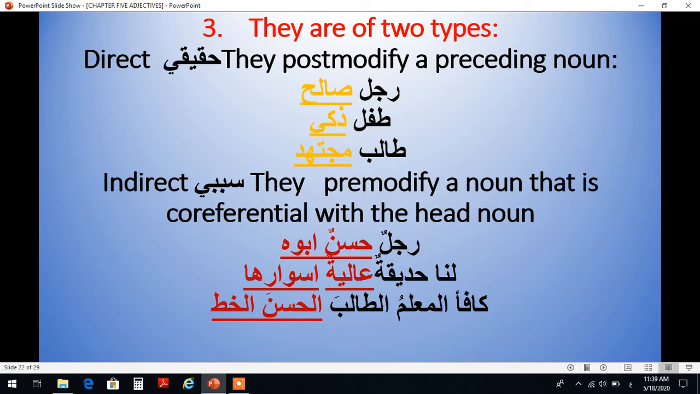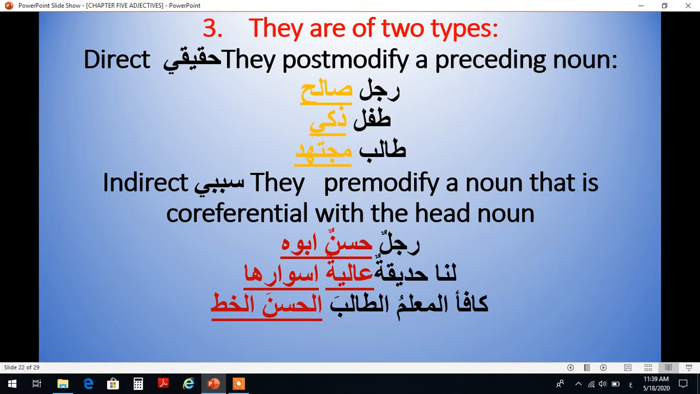For example, when we say رجل حسن أبوه. رجل هو الهيد نون، هو الاسم الأساسي في الجملة أو في العبارة الاسمية. حسن هي الصفة جاءت لتصف اسما بعدها اللي هو كلمة أبوه، وتربطها علاقة بالكلمة التي قبلها اللي هي كلمة رجل.